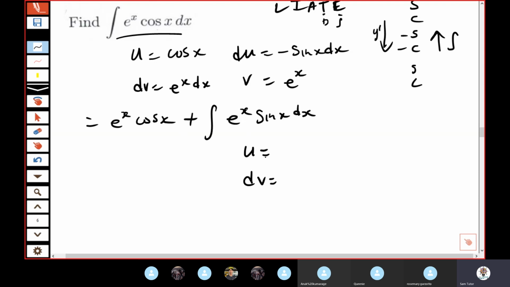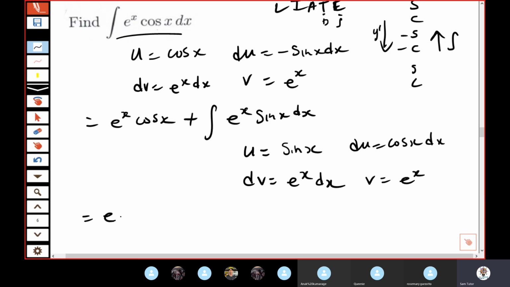So your u becomes sine x. Your dv becomes e^x. Your du becomes cos x dx. Derivative of sine is cos. V is just e^x. Okay, so your next line is this.